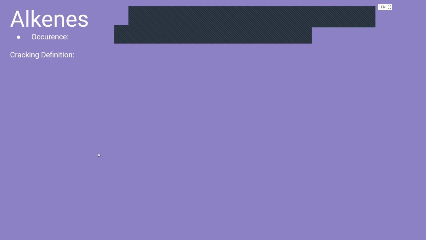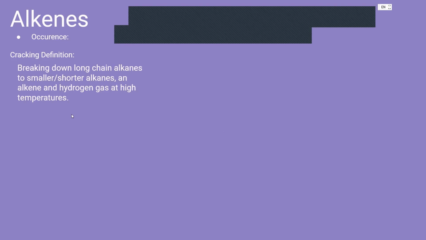For alkenes, we want to talk about the occurrence. So earlier I told you guys that alkenes occur when cracking happens. So what is the definition of cracking? Cracking is breaking down long alkanes into smaller, shorter alkanes and alkenes, and also hydrogen gas.